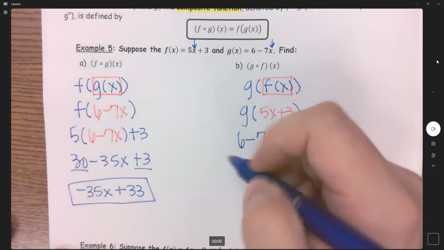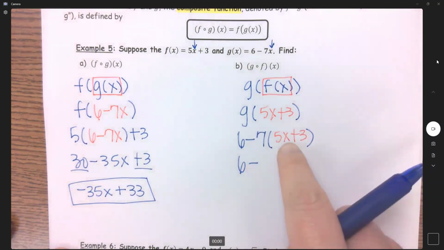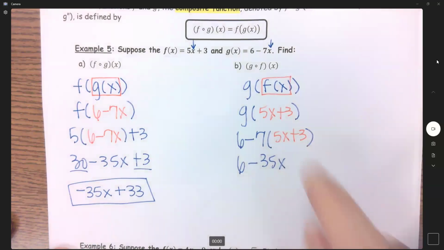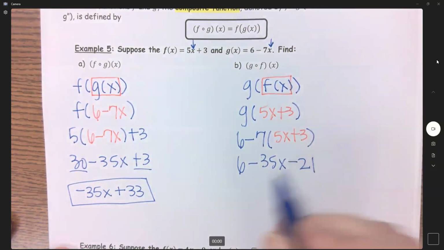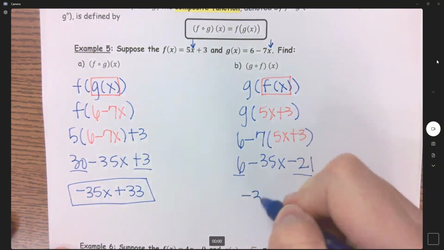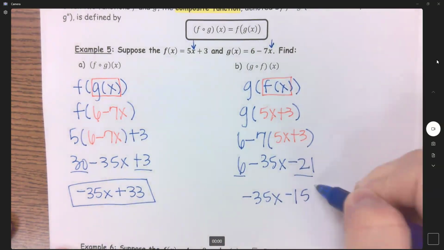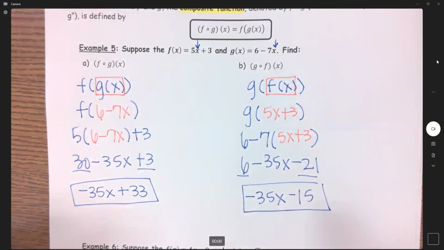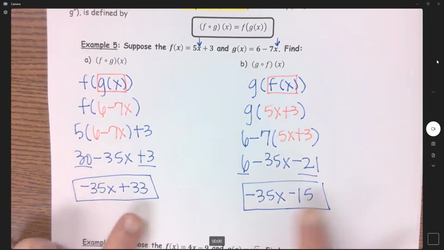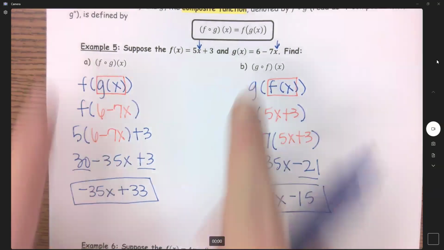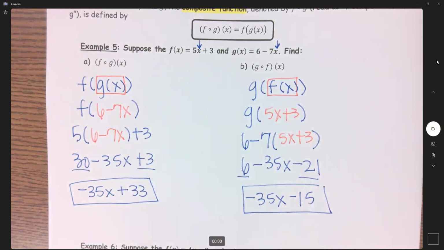Now distribute and solve again. Negative 7 times 5x is negative 35x, and negative 7 times 3 is negative 21. Combine your like terms, and we're going to get negative 35x. 6 minus 21 gives me negative 15. You can see these are similar because they both have a negative 35x, but this constant is very different. So order matters here. These are not the same thing. Now, again, if you think you're comfortable with trying example 6, please try it on your own.